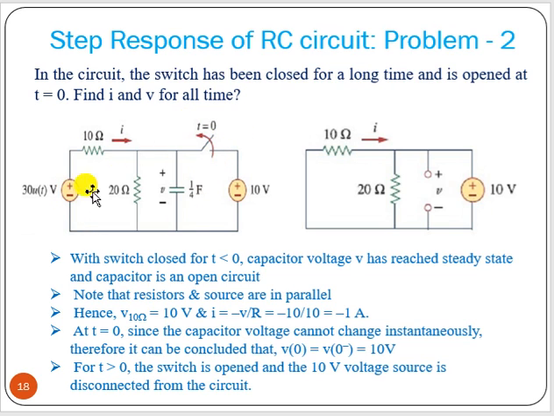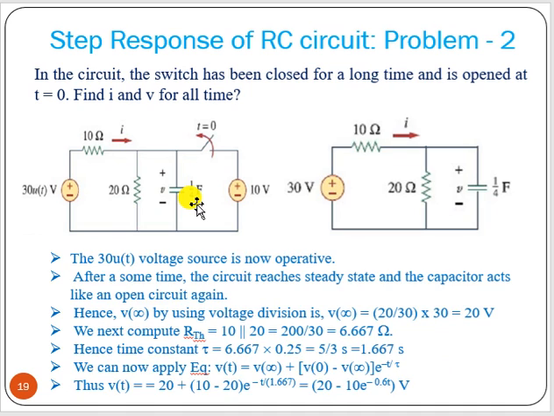We have only this circuit, right? What we have is 30 volt at t greater than 0. This value is 1. u(t) is 1. So this is 30 volt, a 10 ohm resistor, a 20 ohm resistor and the capacitor, and this voltage source is removed, and this switch is open. So now what will be the value of V infinity?